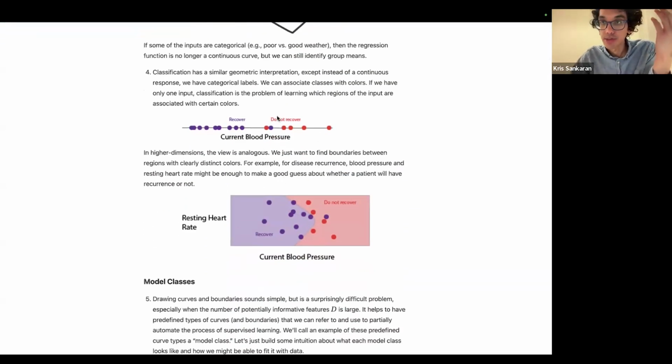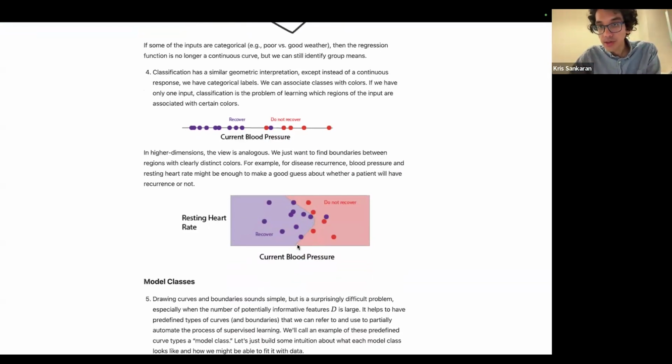But you could also have multiple dimensions. So instead of just having this one dimension for blood pressure, maybe I've measured both the blood pressure and the resting heart rate. And if I have several dimensions, instead of just being color points on one line, I can have color points in 2D. The problem of classification now is trying to figure out where is a reasonable boundary between these two sets, right?